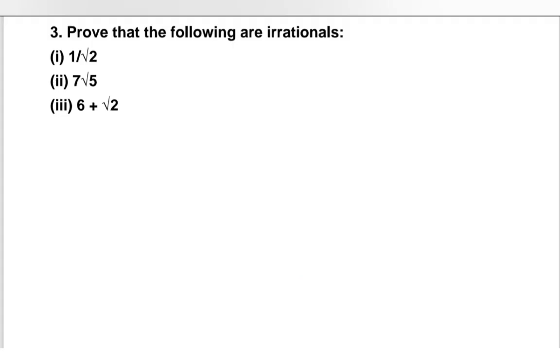Second subdivision of the last sum of our first chapter. So the second sum is prove that 7 root 5 is irrational. So we have to prove that 7 root 5 is irrational. First you try in your notebook. Let's see. Okay, now let us try. Hope you got the answer. Let's see. So the given number is 7 root 5, to prove that it is irrational.